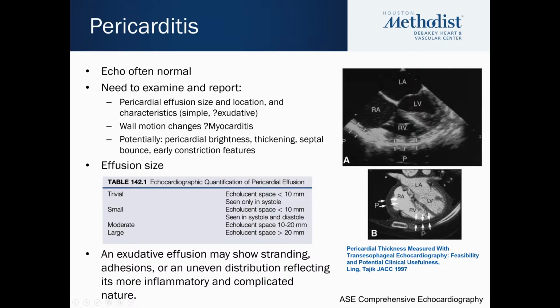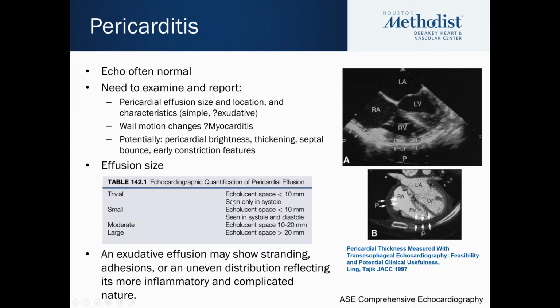However, this is quite limited, particularly on surface echo, because changes with brightness are also potentially related to settings on the echo machine. You could theoretically measure pericardial thickness on TEE, and this is a study from 1997 that showed fairly good correlation between TEE measurements of pericardial thickness and electron beam CT.